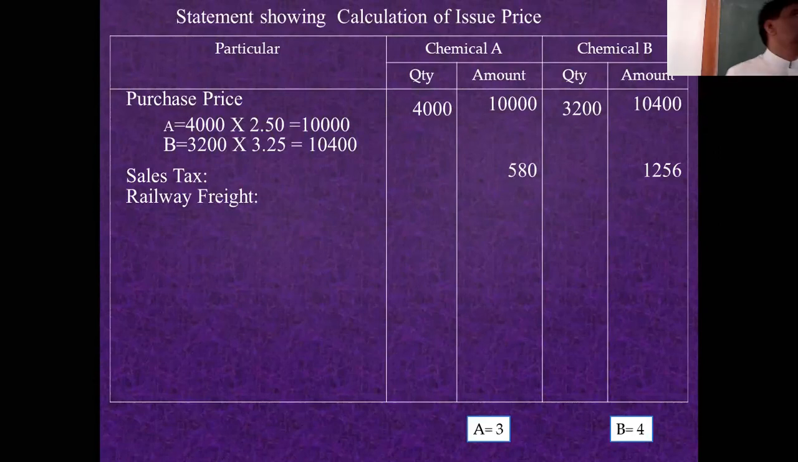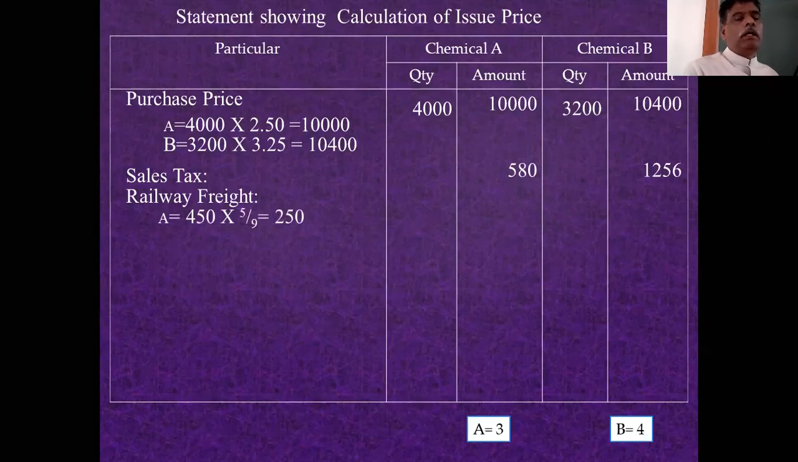Common factor, I think it is 8. You divide by 8. 8 5s are 40, 8 4s are 32. Okay. So the ratio is 5 is to 4. In the 5 is to 4, you allocate. So material A, chemical A share is 450 into 5 by 9. That is 250. And regarding B, 450 into 4 by 9 is the amount.